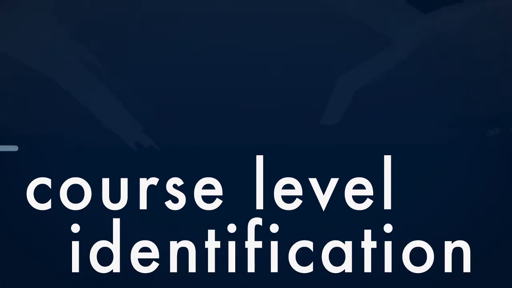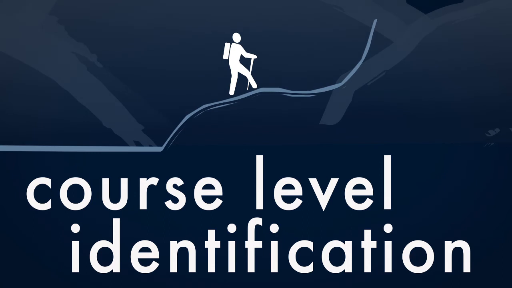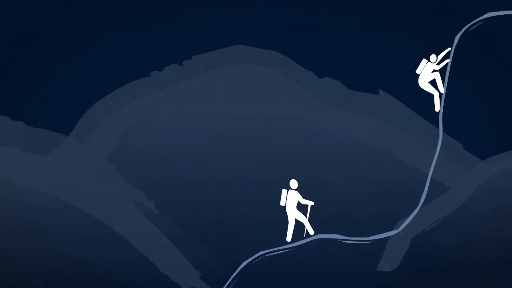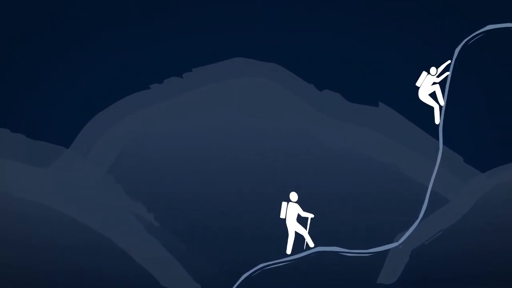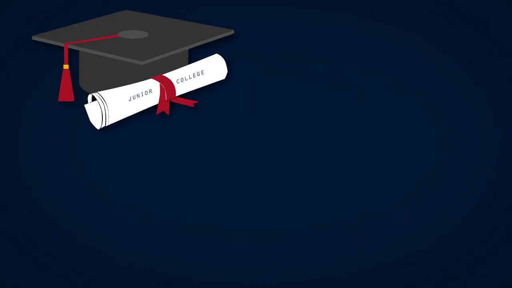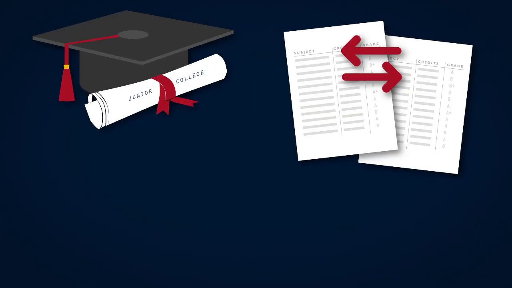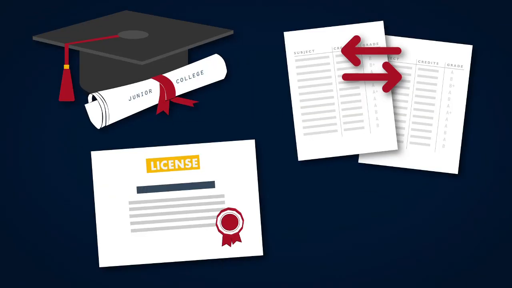Also, if needed, course-level identification can be provided. These help identify whether a course, for example, is basic or advanced in level for undergraduate coursework. Course-level identifications are most often needed for junior or community colleges, transfer credit, and professional licensure.